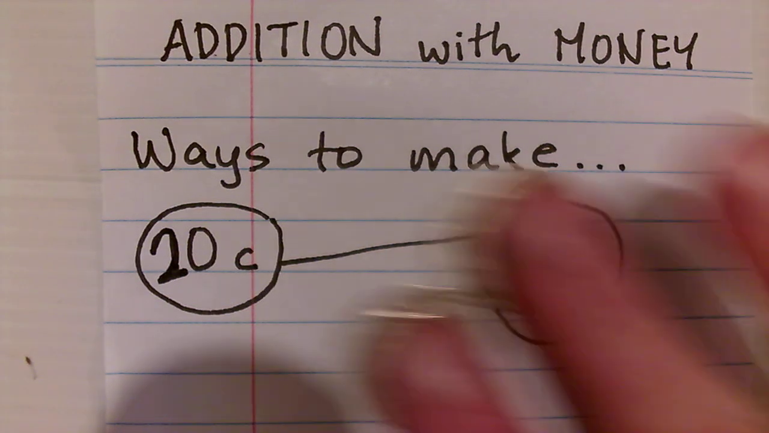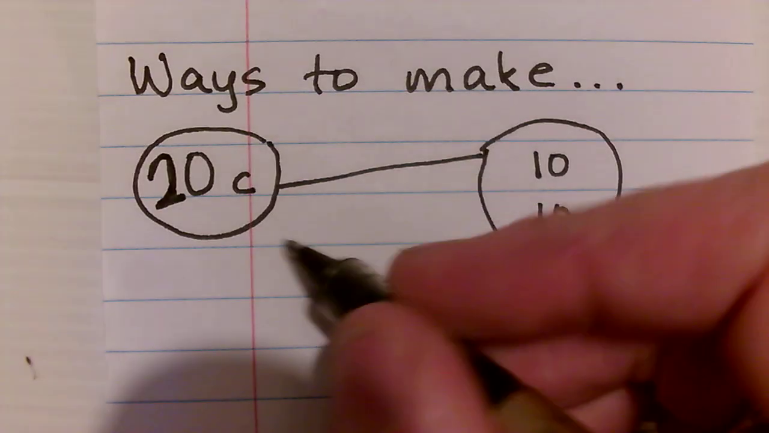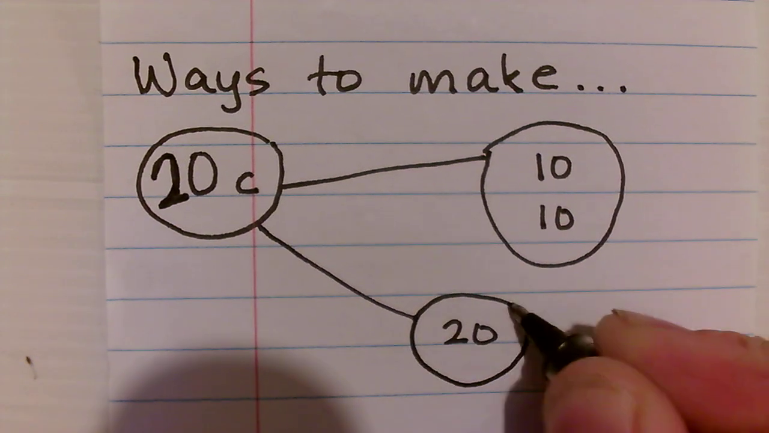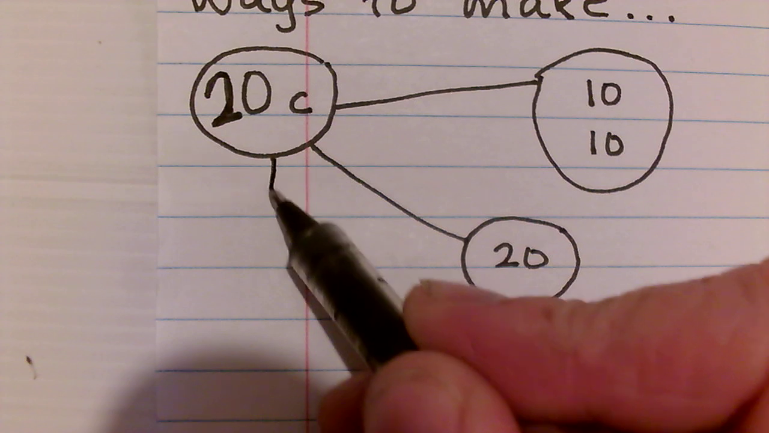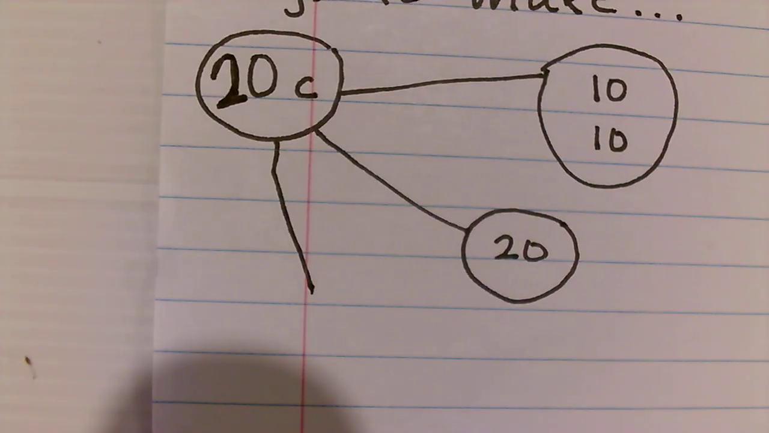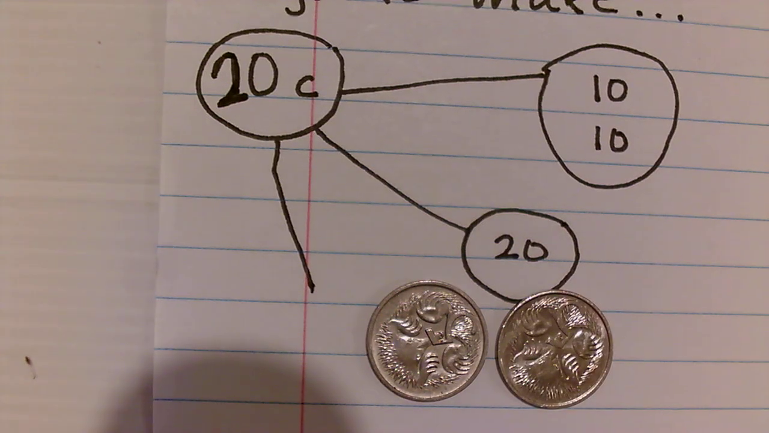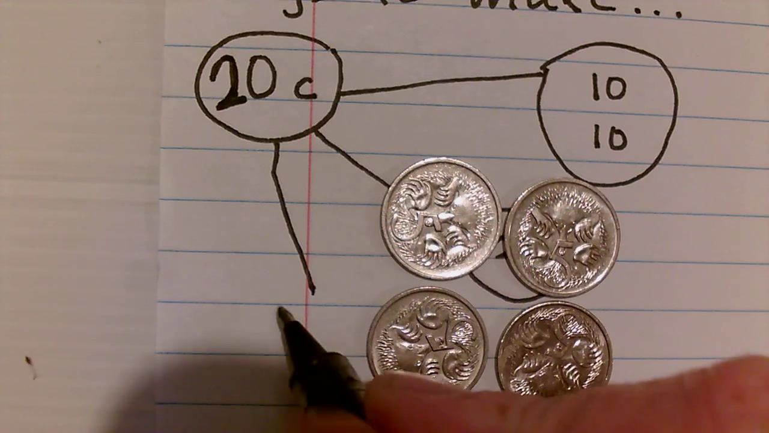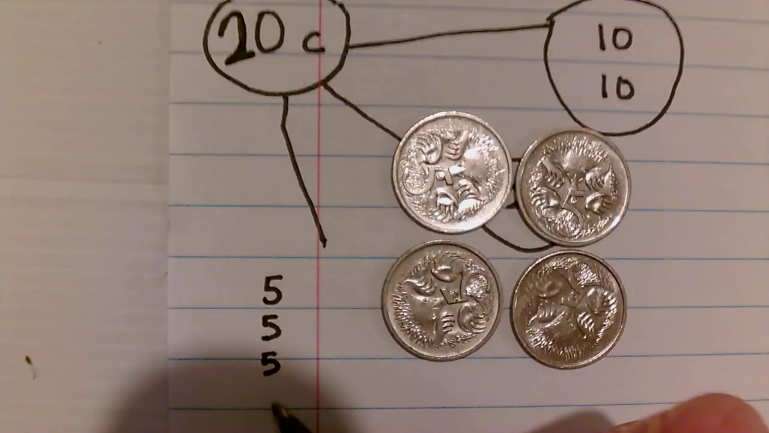How else can we make 20 cents? We can also make 20 cents with 1 20 cents. How else can we make 20 cents? What about if we use fives and only fives? 5, 10, 15, 20. So we can make 20 cents with 5, 5, 5, and 5.